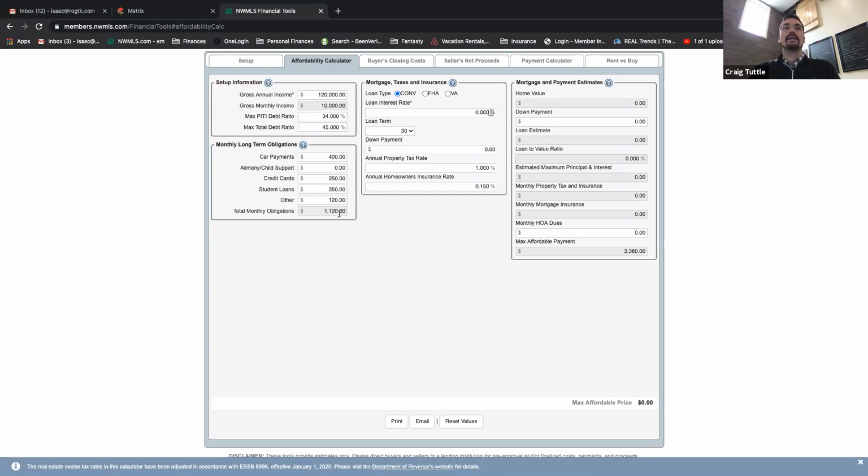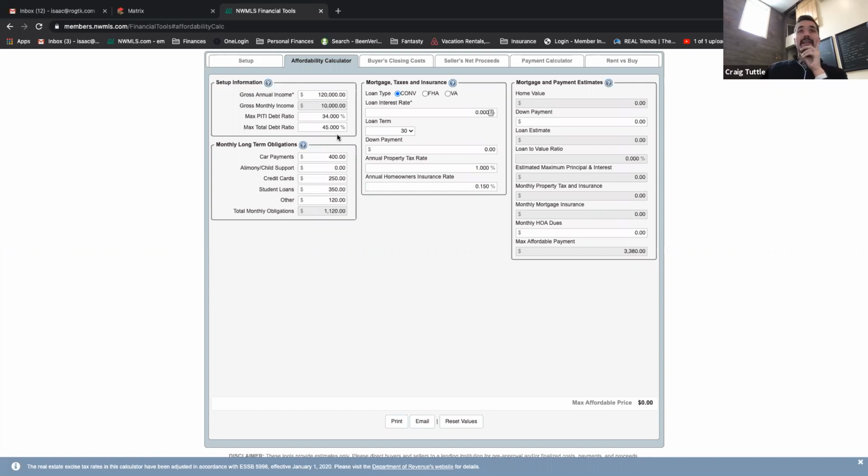Okay, so their debt is $1,120. What these terms are is, what is their max total debt ratio? Right now that's 45%. Some banks do 50%, but generally it's 45%. So what you want to do is take their gross monthly income and multiply that. That's $10,000 in this example. Multiply that by 45%, and that's $4,500.